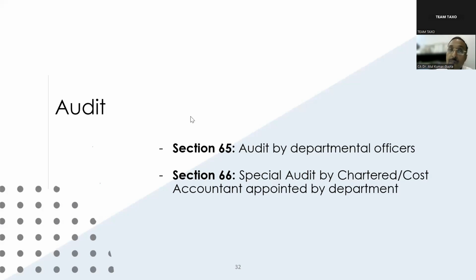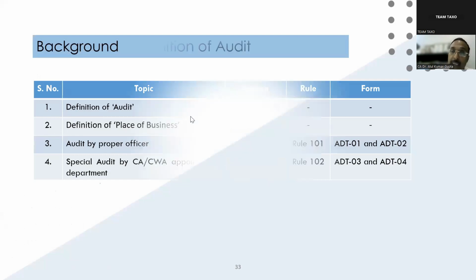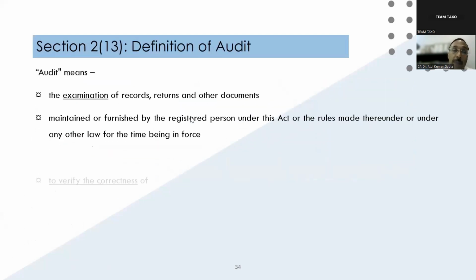I just wish to give you a very, very brief overview about the audit. There are two types of audit from the department. Section 65, which deals with the audit by the department, and Section 66, when there will be a special audit by a chartered accountant or a cost accountant at the behest of the department. And then there can be a show cause notice by the department. So my dear friend, just to share with you that these two sections deal with the audit by the department.